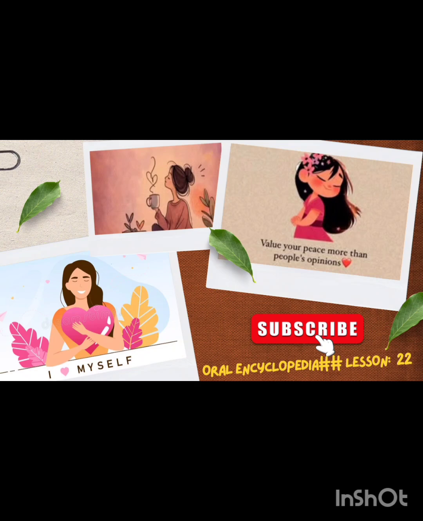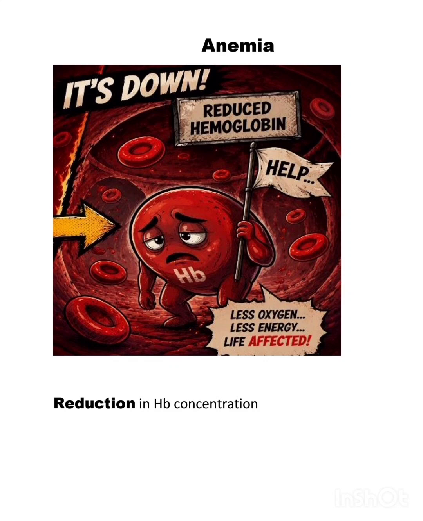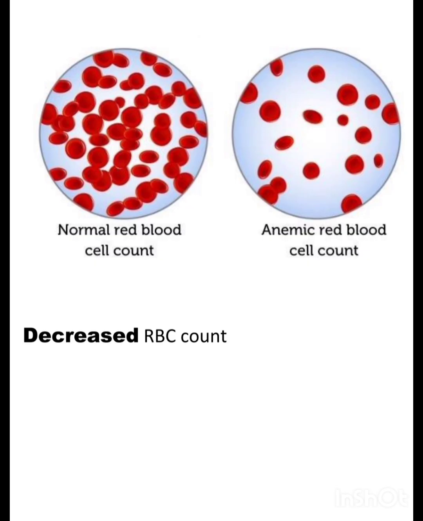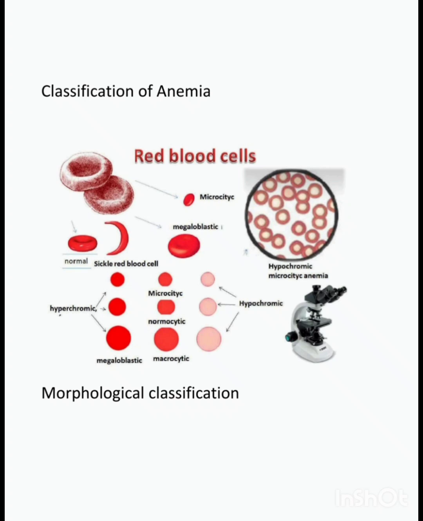Today we are going to discuss an important topic, anemia. What is anemia? Clinically, anemia is a condition characterized by reduction in hemoglobin concentration along with decrease in packed cell volume and reduced red blood cell count. As a result, the body tissue receives less oxygen, which can lead to symptoms like fatigue, weakness, shortness of breath, and dizziness.